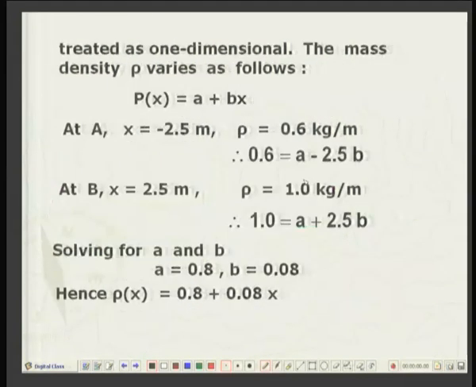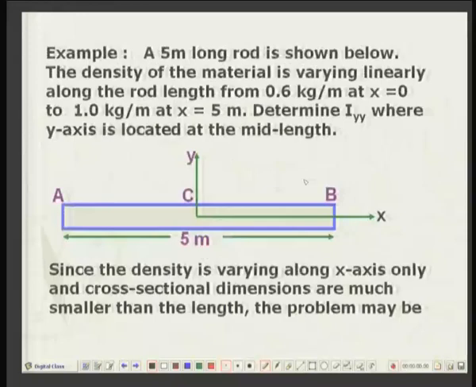I think I may need a correction, yeah. Because this point A is at minus 2.5 meters, instead of x is equal to 0, I will have x is equal to minus 2.5 meters, and this will be x is equal to plus 2.5. So, at A the density is 0.6 kilogram per meter, and at B the density is 1.0 kilogram per meter at 2.5. Okay, sorry for the error.